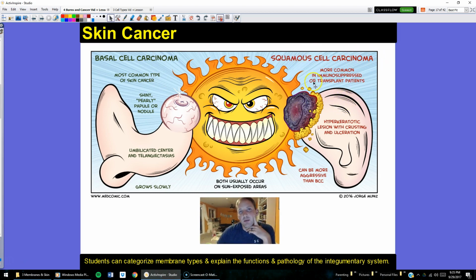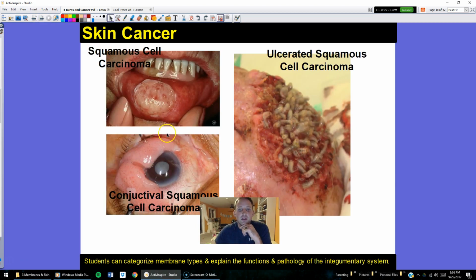Squamous cell is more common in the immunosuppressed patients, someone taking drugs that suppress their immune system. So again, more likely to spread through your lymph nodes. Versus basal cell, which is slow growing, the most common type. So again, thankfully, the most common type is the safest, if you will.